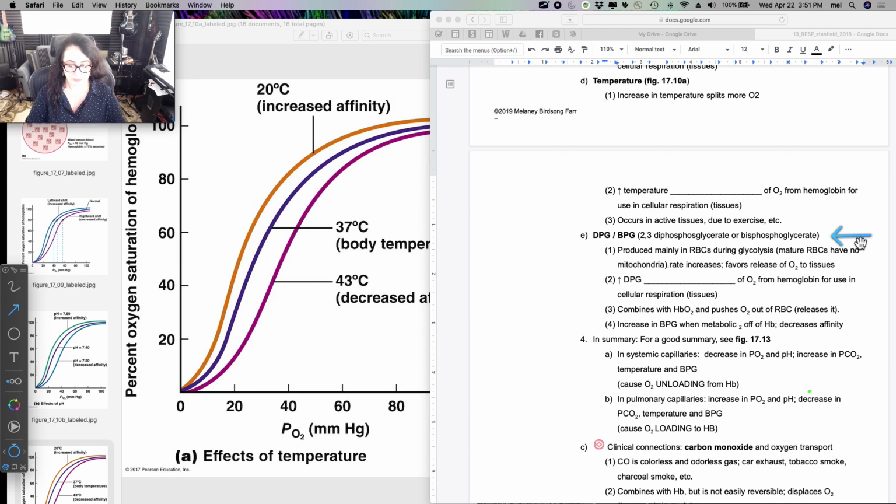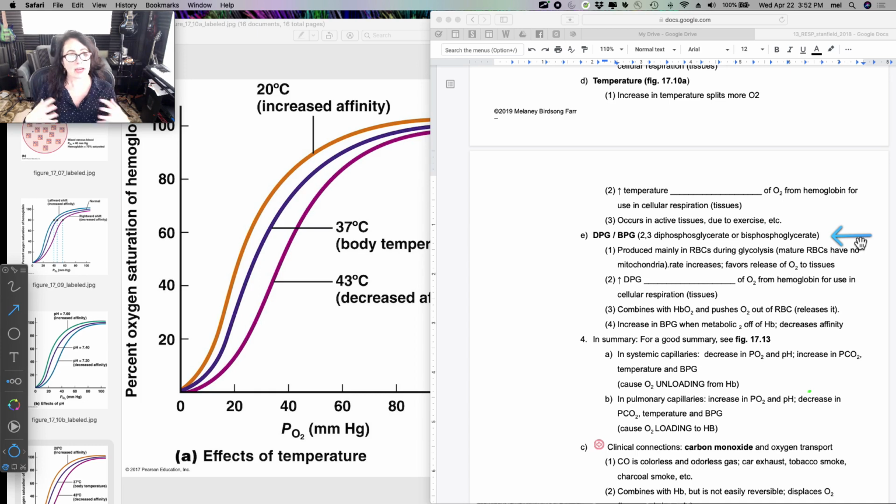Okay, so here's the deal. Just listen for a second. Red blood cells don't need oxygen for their cellular respiration because they don't have any mitochondria. So what happens in red blood cells is their only source of ATP, and they don't need very much of it because they're not very active except as little buses. So in red blood cells, during glycolysis, they produce this byproduct called BPG or DPG.